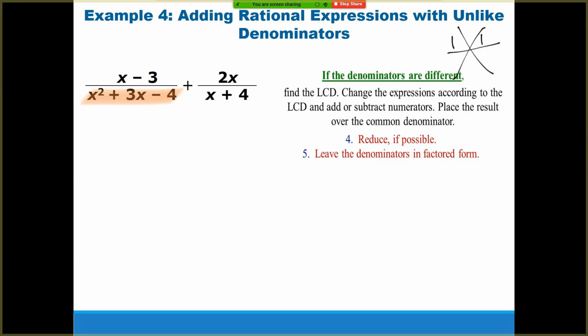So 1 top left and top right. 3 goes to the bottom middle. And 1 times -4 goes in the top middle. Which gives me factors +4 and -1. So this turns into x plus 4, x minus 1. So we factored this so it looks different.